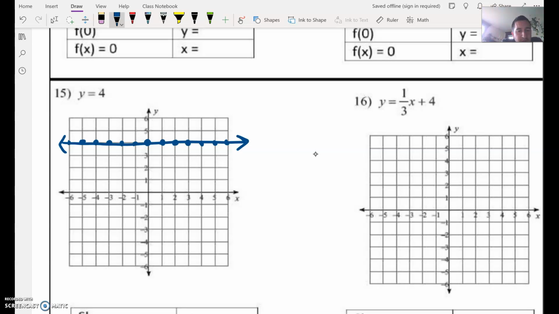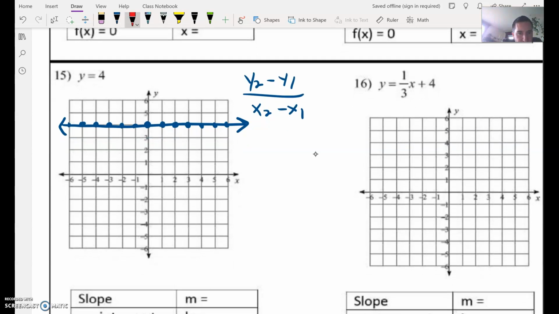Let's find slope the way we did the other day. Let's pick 2 of these points and do y2 minus y1 over x2 minus x1. That's how you find the slope. So let's try it. Let's just pick 2 random ones. Let's pick this one, which is 1, 4, and let's pick this one, which is 4, 4. And let's try to find the slope.